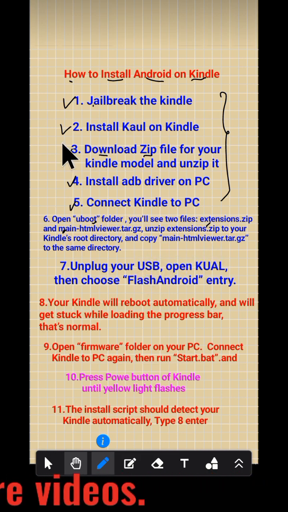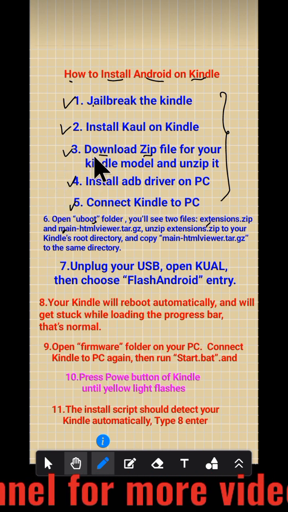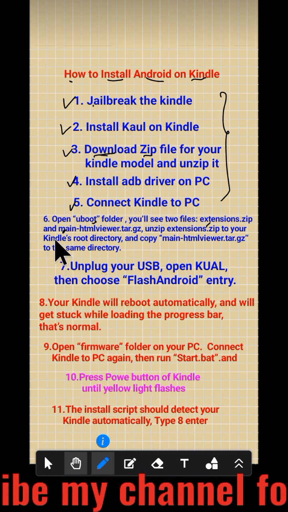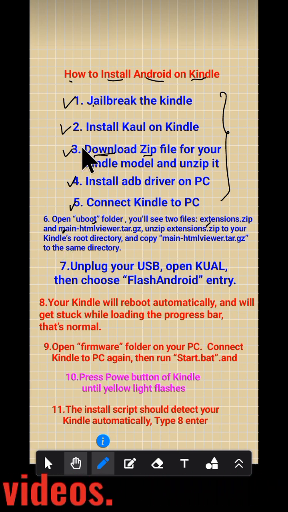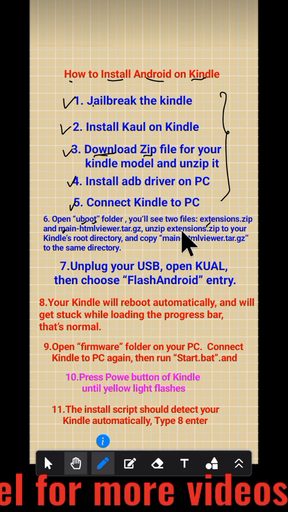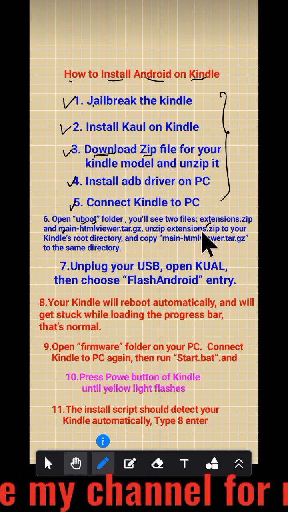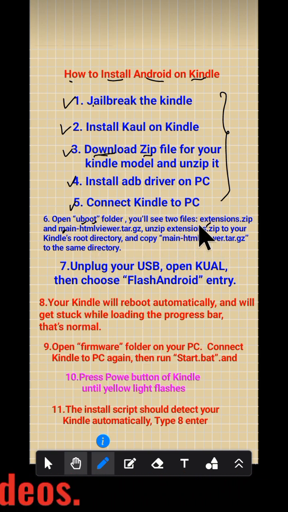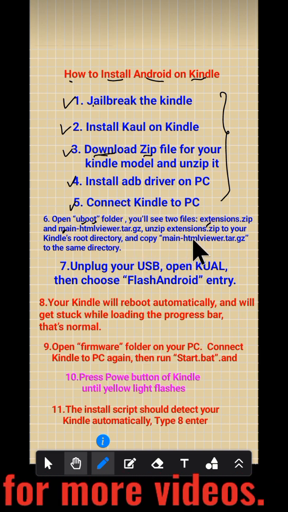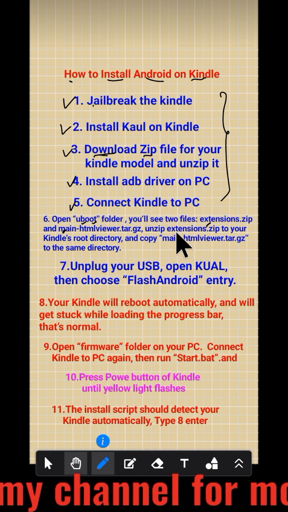Okay, so I just would like to repeat it again. When you unzip this downloaded file, you will get two folders. One is the firmware, meaning the Android firmware. The second one is U-boot, and in U-boot you will get two items. One is extension zip, and the second one is main HTML viewer. So you are supposed to unzip extension zip in the root directory of Kindle, and the second one just copy and paste without any kind of extraction.